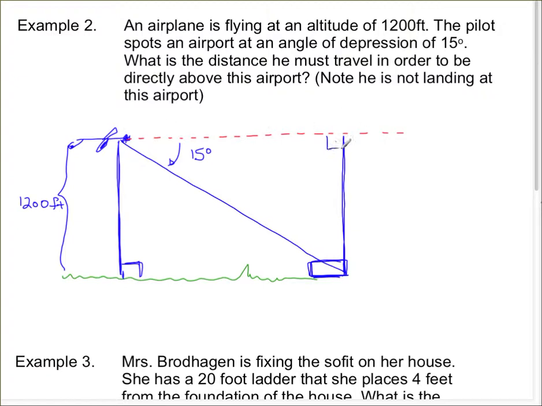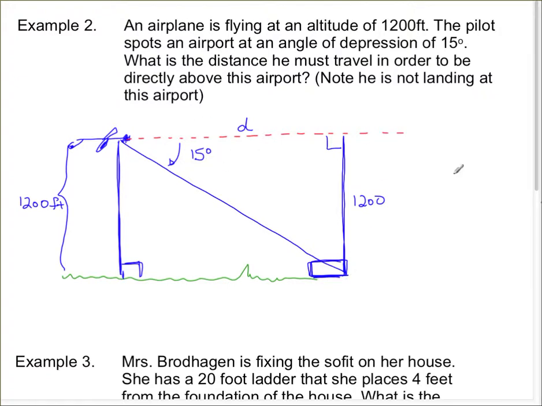Oh, I hear you screaming. He's going to fly straight. So it's this distance here. This is what we're trying to find. Let's put a D there. Now, of course, this altitude is going to stay the same. He's not going up or down. So this is still 1,200 feet once he gets above the airport.